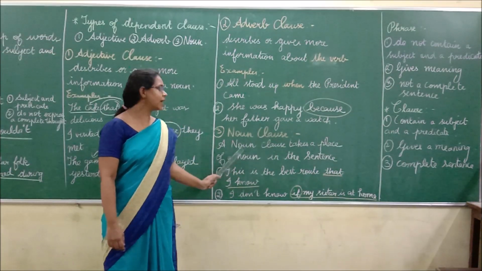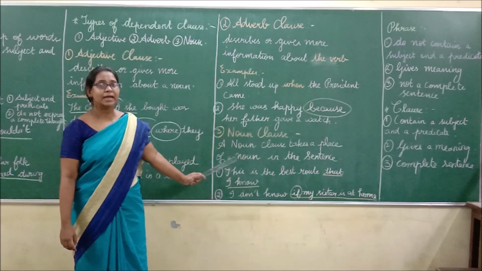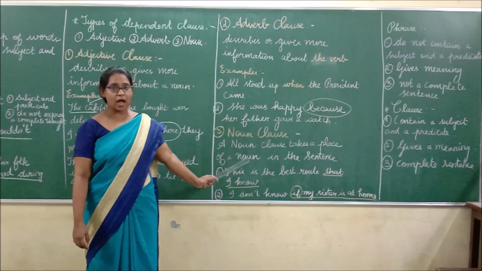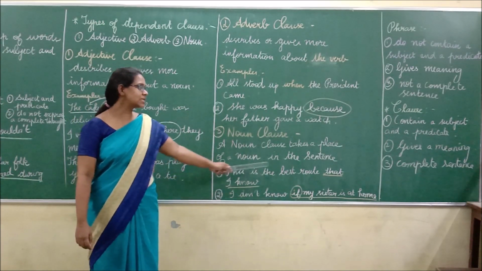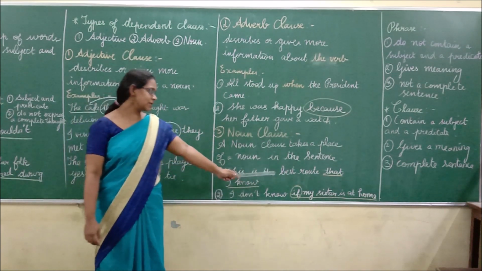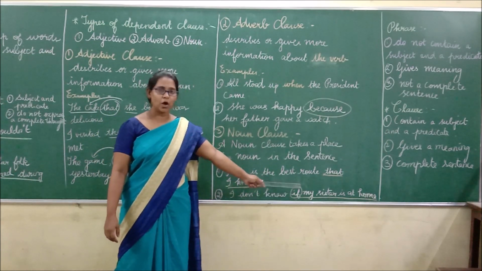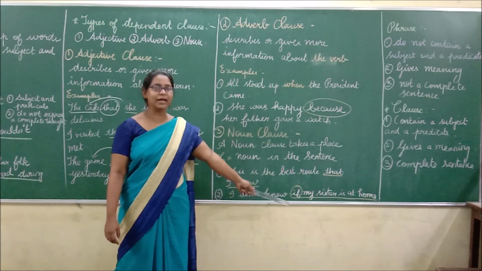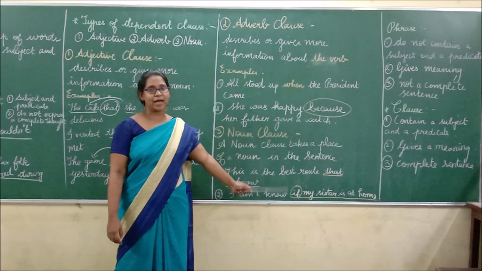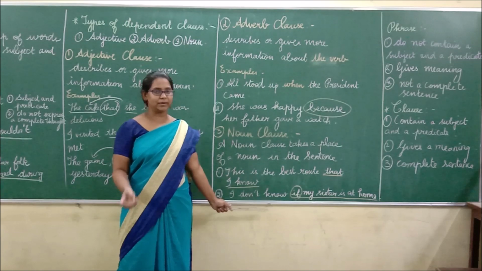Noun class. A noun class takes the place of a noun in the sentence. This is the best rule that I know. For example, this is the noun class: I don't know if my sister is at home. It takes the place of a noun. Noun class starts with that, if, and whether.